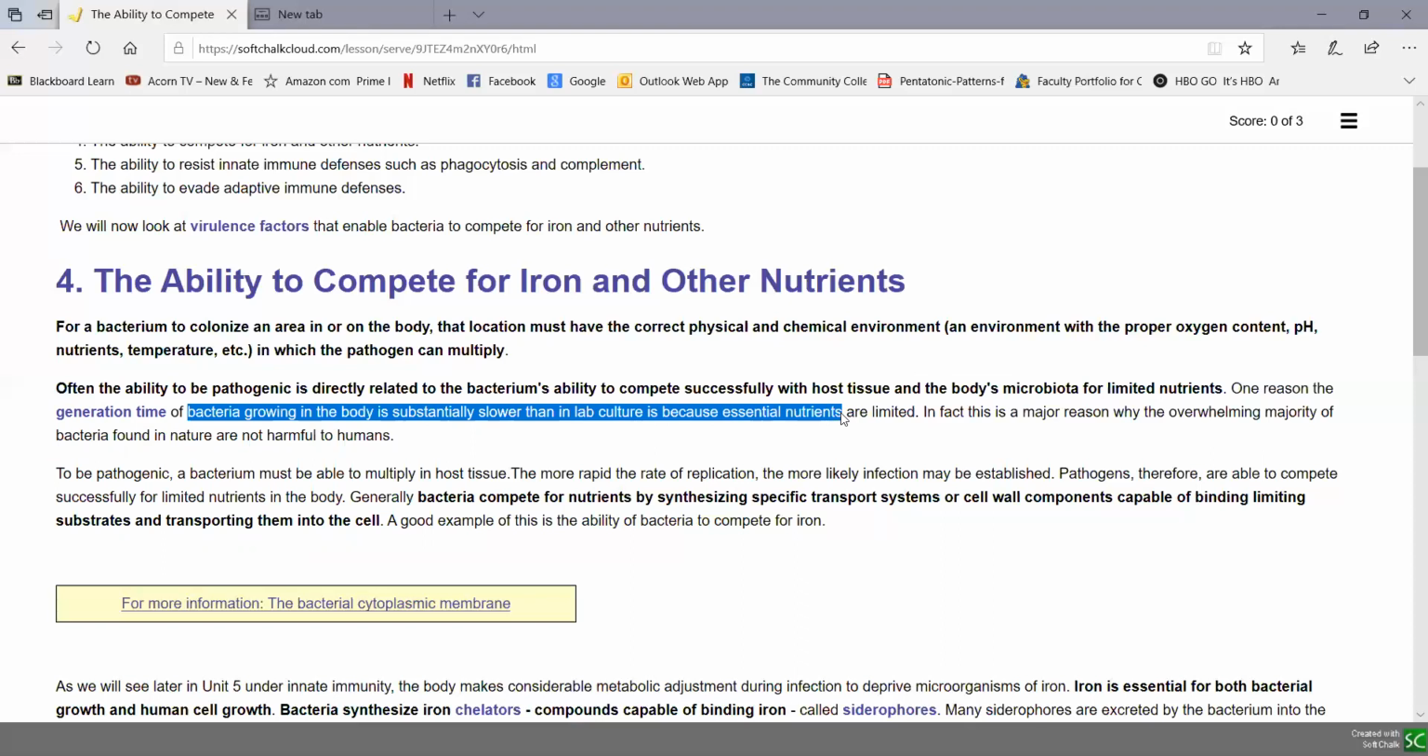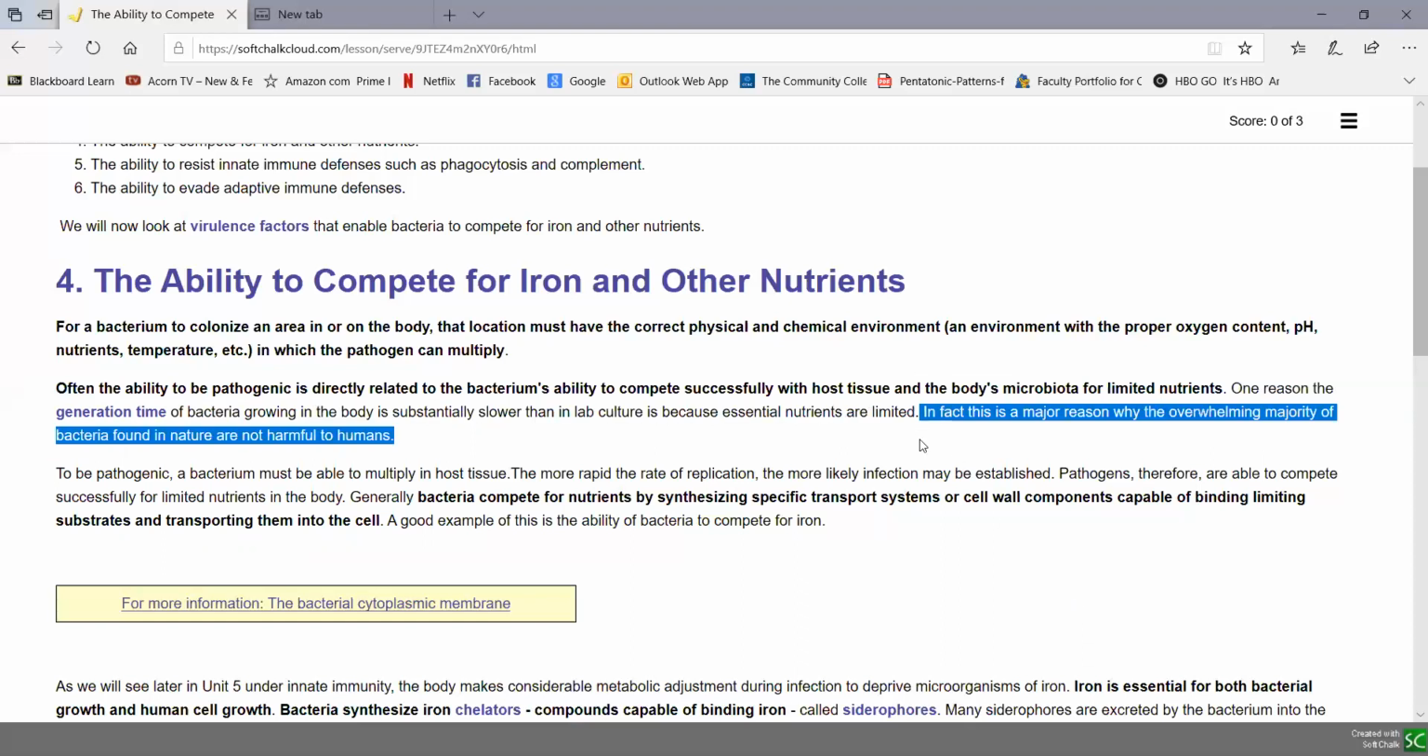And of course, we also have to consider in the body that the body's defenses are also removing microorganisms. So one of the major reasons why the overwhelming majority of bacteria found in nature are not harmful to humans is simply they can't grow well in or on our body. They can't compete. That isn't a good environment for them to live.